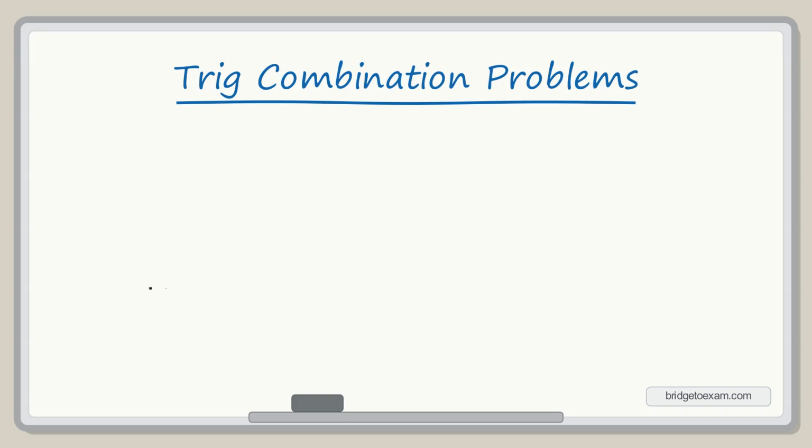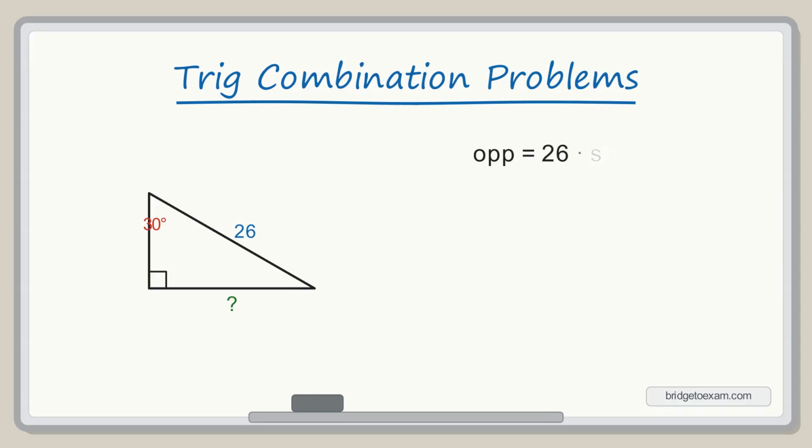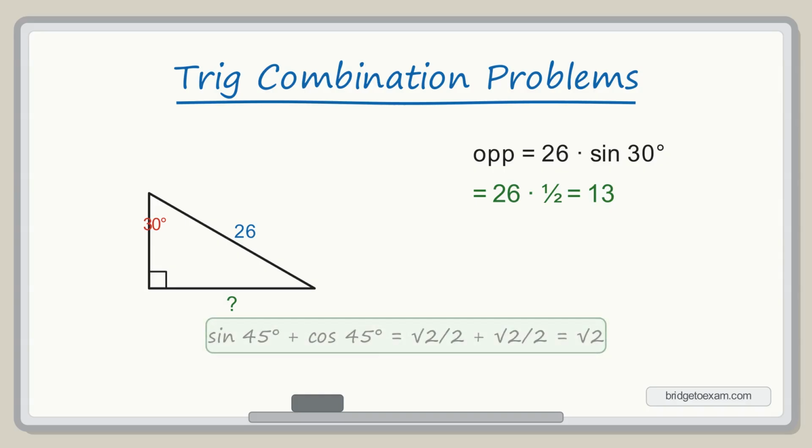Finally, trig combinations. With a hypotenuse of 26 and a 30-degree angle, the opposite side is 26 times sine 30. Sine 30 is 1/2, so the opposite side is 13. And keep the special values handy. Sine 45 plus cosine 45 is root 2 over 2 twice, which is just root 2.